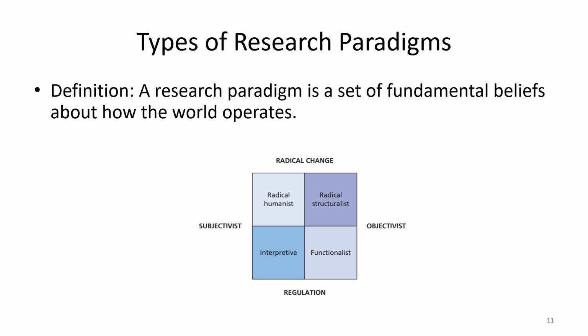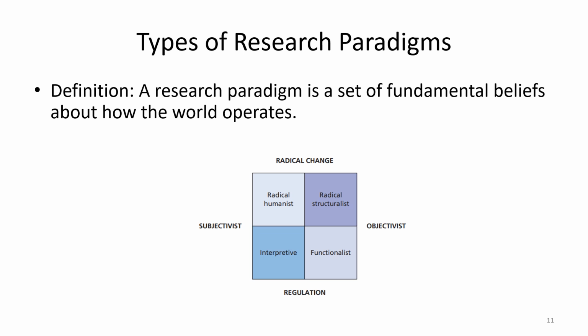The first paradigm, based upon subjectivist and regulation, is interpretive. It focuses on understanding how people make sense of their world through experiences and interaction. It assumes that social reality is created through shared meanings and cultural context. For example, if you are going to conduct a study on how employees interpret organization culture within a company, that can be an interpretive paradigm.